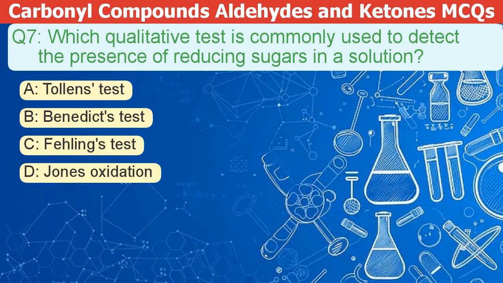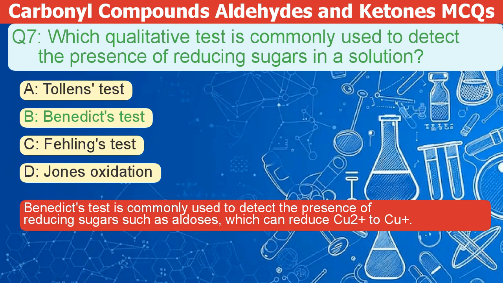Which qualitative test is commonly used to detect reducing sugars? A. Tollens test. B. Benedict's test. C. Fehling's test. D. Jones oxidation. The correct answer is B. Benedict's test is commonly used to detect reducing sugars, like aldoses, which reduce Cu2+ to Cu+.